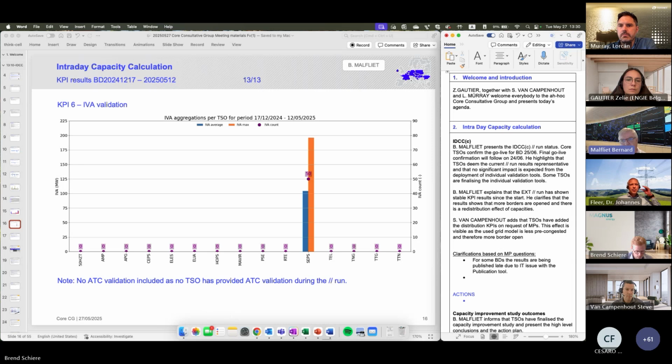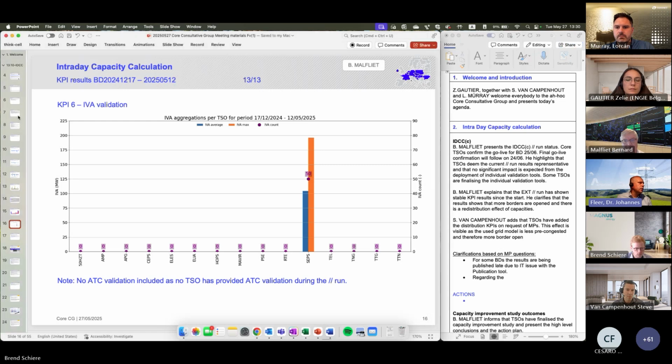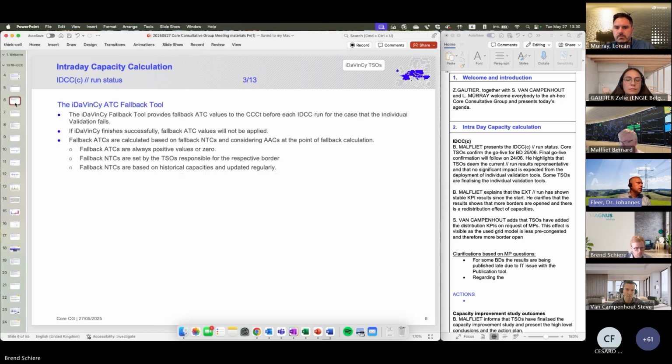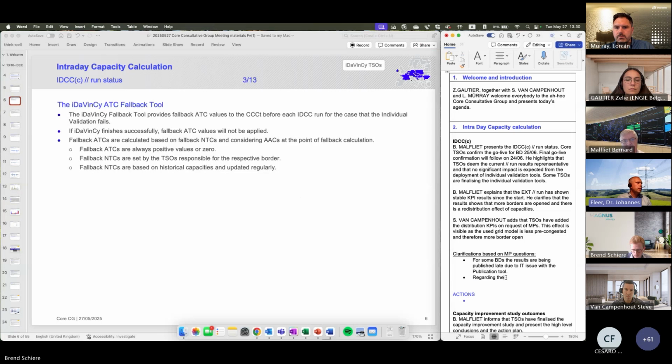Yes, for that, I think we invited Johannes Flair to help. Yes, thank you. Good afternoon. I'm Johannes Flair from Amprion, one of the iDaVinci TSOs. The possible reasons for a failure of iDaVinci could be, for instance, compromised input data, or a problem with the transfer of input data, for instance, via ECP from the CCCT, or also bugs which have not been detected during testing. But looking at the recent weeks of testing, it's running rather stable.